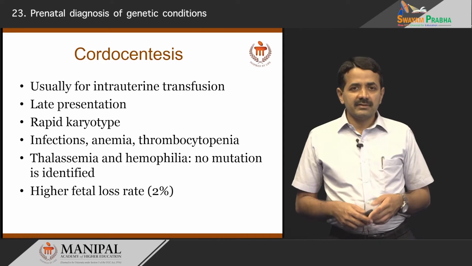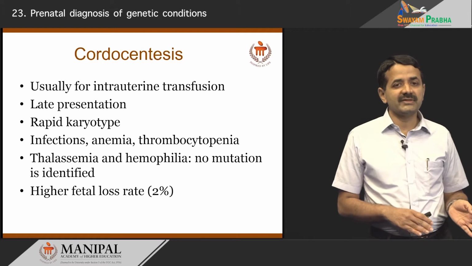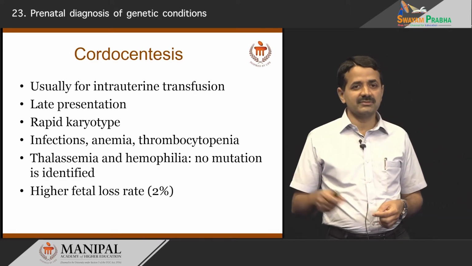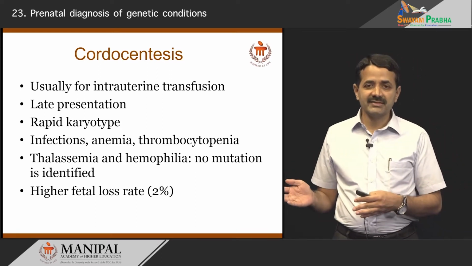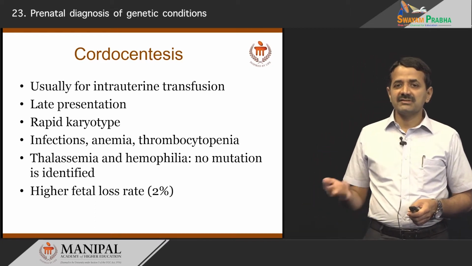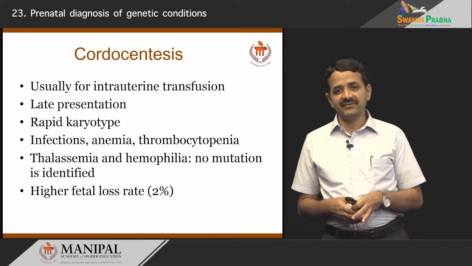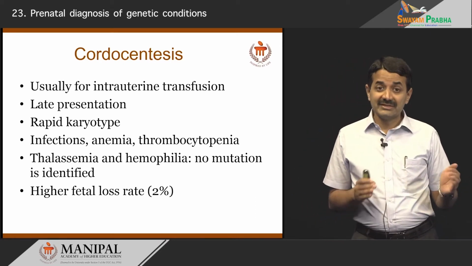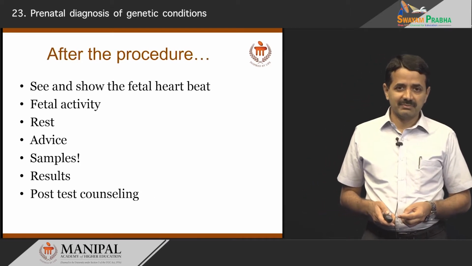Usually it is used nowadays for intrauterine transfusion. Usually for people who present late, at 20 weeks or later, it allows rapid karyotyping, because from blood you can do karyotyping quickly, because the cells multiply faster than chorionic villi or amniocytes. We can detect fetal infections, anemia, thrombocytopenia, thalassemia and hemophilia if no mutation is identified. This situation is very rare nowadays, because we identify mutations in most of them. This has higher fetal loss rate as compared to amniocentesis and chorionic villus sampling.